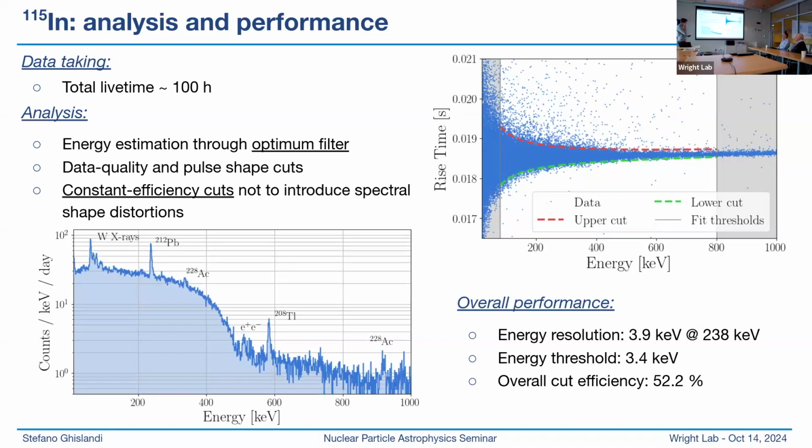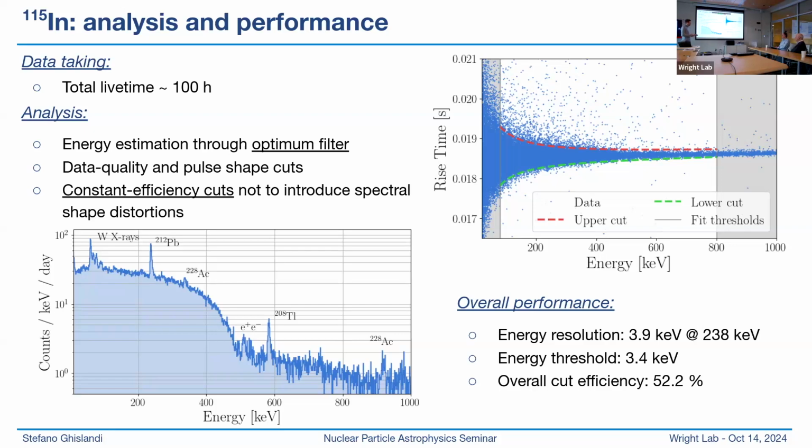This is a spectrum that we took. As you can see here, there is a huge hump, which is the beta decay of indium. And then you see other lines, which are due to the thorium-232 source. Overall performance was quite good, with an energy resolution of around 4 keV at the lead-212 peak, an energy threshold of 3 keV, and an overall cut efficiency of around 50%.